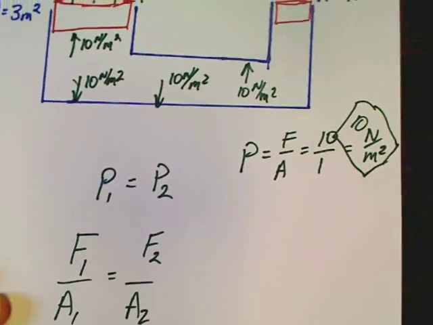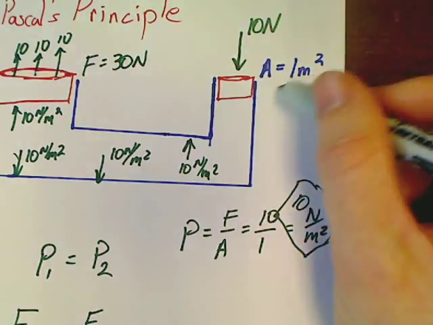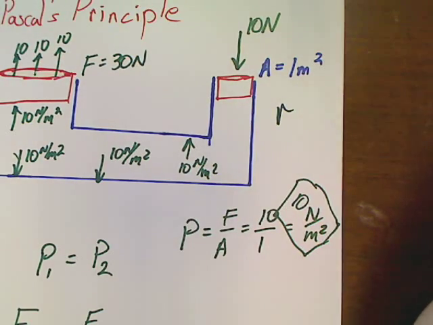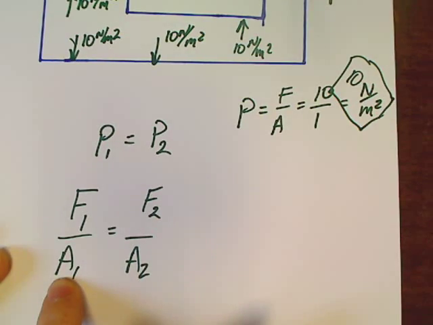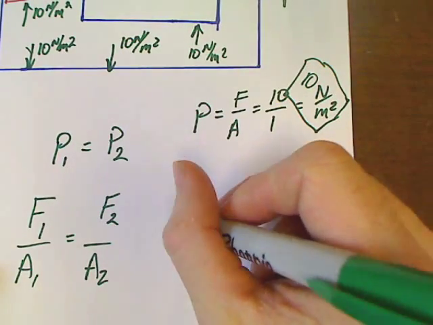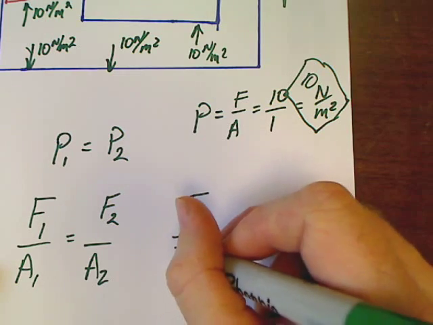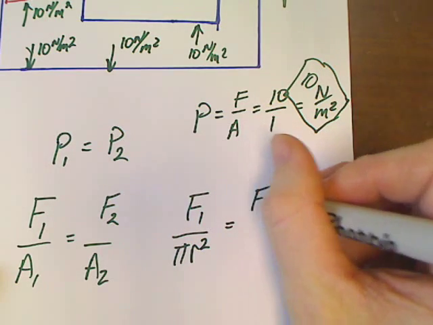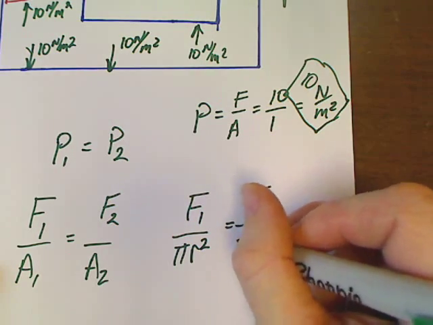Now, a lot of times in these problems, they won't give you areas. They'll actually give you a radius. If the problem gives you a radius, that's no big deal. How do you find the area of a cylinder's circular face? It's pi r squared. So you'd write F1 over pi r squared equals F2 over pi r squared.